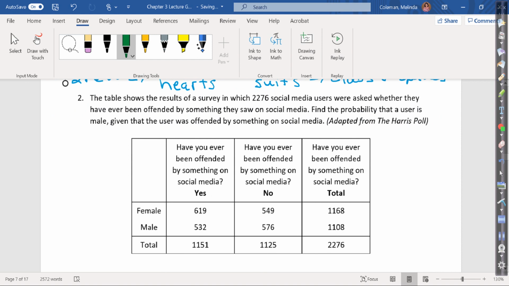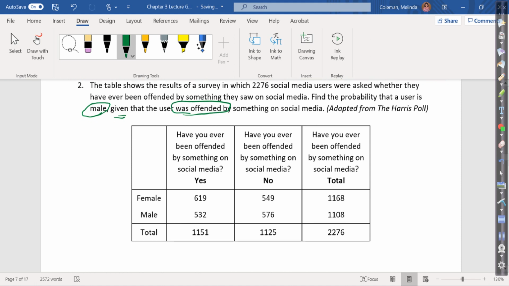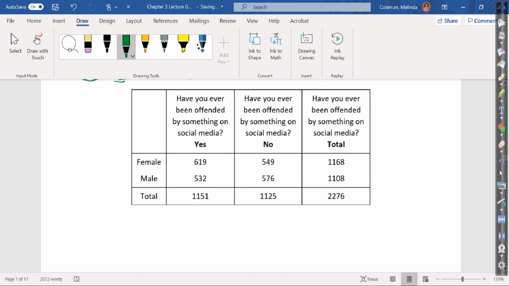All right, number 2. The table below shows the results of a survey for 2,276 social media users that were asked whether they have been offended by something they saw on social media. Find the probability that a user was male, given that the user was offended. So we know that the person that was chosen was offended. We already know that occurred. So what's the chances then that they are male?